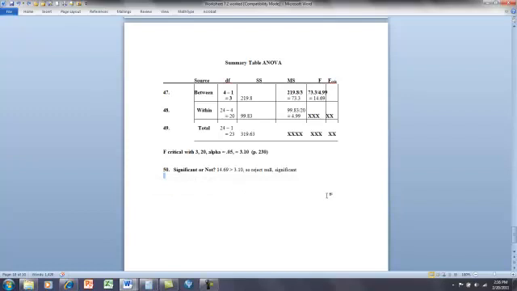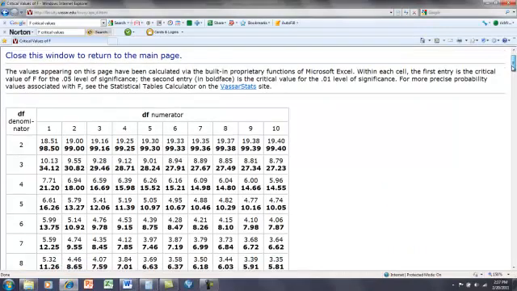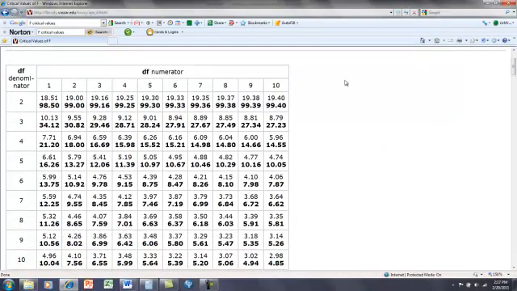And so you have to look up the tabled value, the critical value of F. And the question is, what do you need to know to find the critical value of F? Well, you have to know the degrees of freedom between, the degrees of freedom within. You have to know what your alpha is, traditionally 0.05. You have to know, well, that's it. So let's look. Here's critical values of F. And then we find degrees of freedom in the numerator. We find degrees of freedom in the denominator.